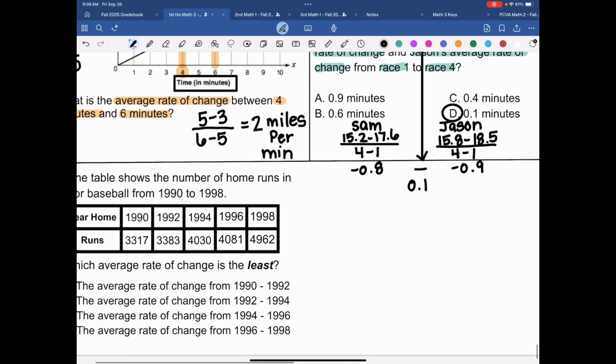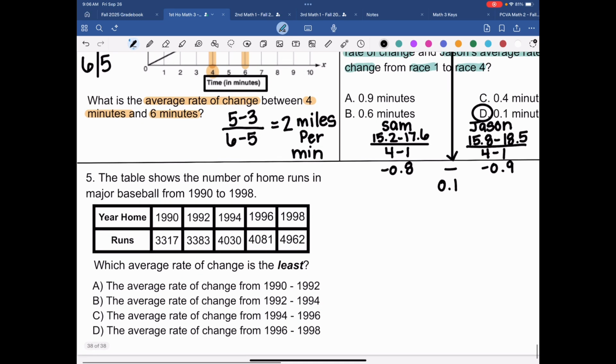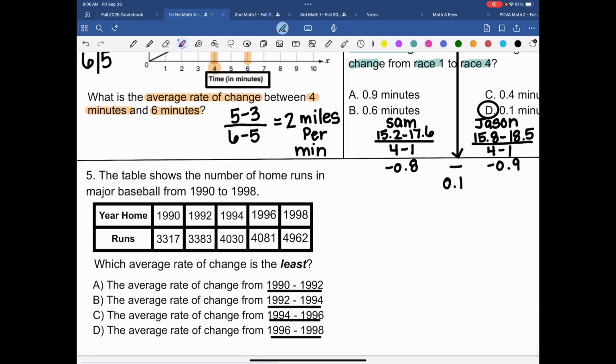Now, I do know that at some point they are going to ask you to do a problem like this where they're going to say which average rate of change is the least or the greatest. So the table below shows the home runs in Major League Baseball between 1990 and 1998. So if you notice, they're asking me to compare different intervals to figure out which one is the least. So if we're trying to figure out which one's the least, that means we're going to have to calculate all of them. So again, let me express that. If they're asking me to calculate the least, the only way that we can calculate the least is if we calculate every single one. So the best way to handle this is organization.